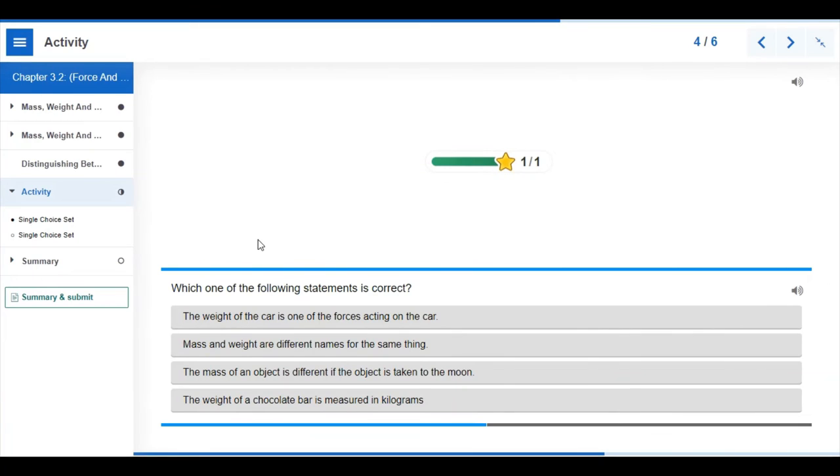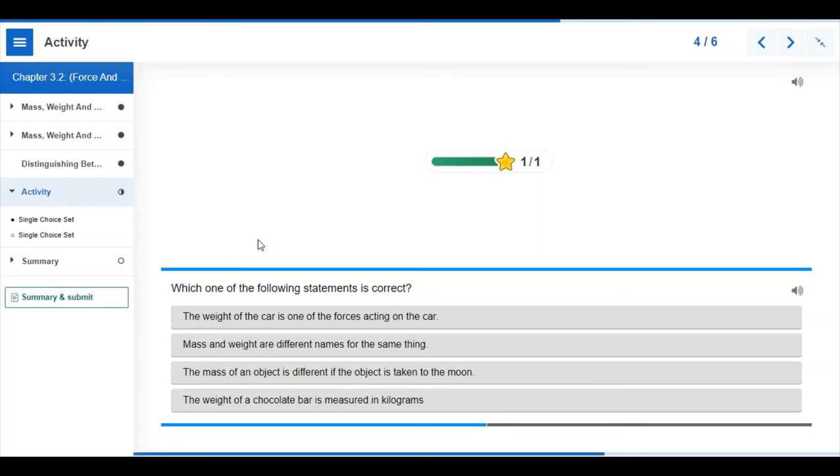Now, let's move on. Which one of the following statements is correct? The weight of the car is one of the forces acting on the car. Mass and weight are different names for the same thing. The mass of an object is different if the object is taken to the moon. The weight of a chocolate bar is measured in kilograms. Now, the weight of a chocolate bar is not only measured in kilograms, it can be measured in grams, it can even be measured in pounds. The statement seems to be incorrect.